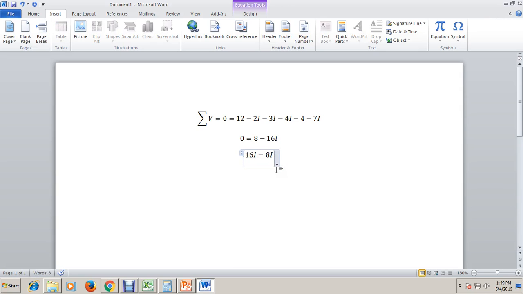So this becomes 16I is equal to 8. From here, we can divide both sides by 16.